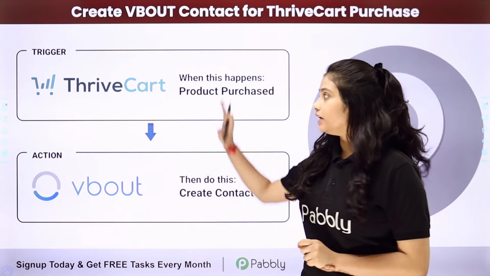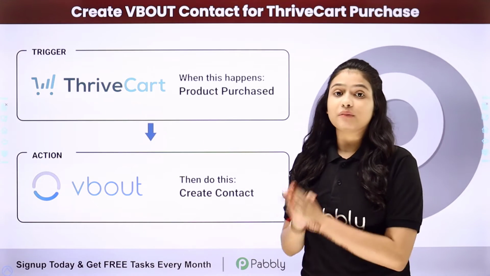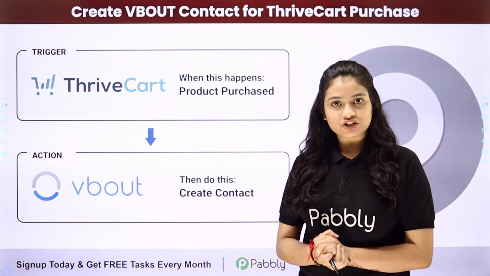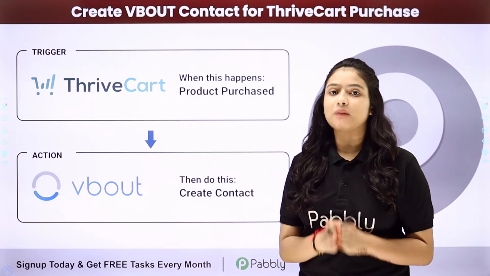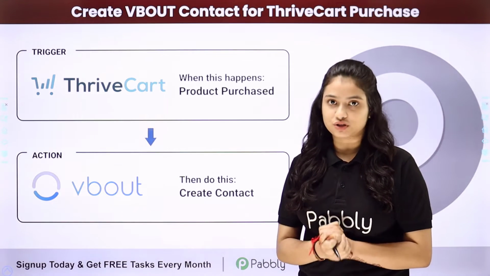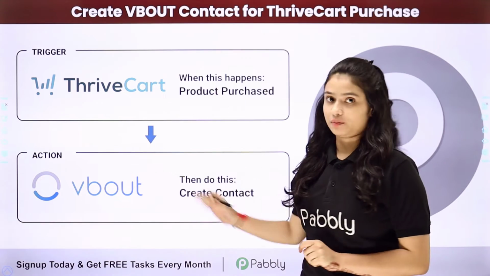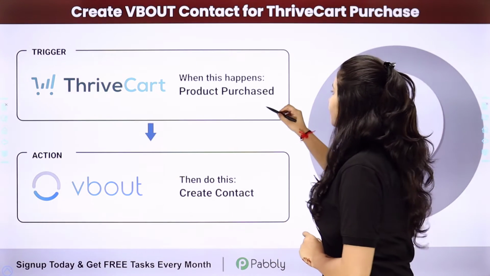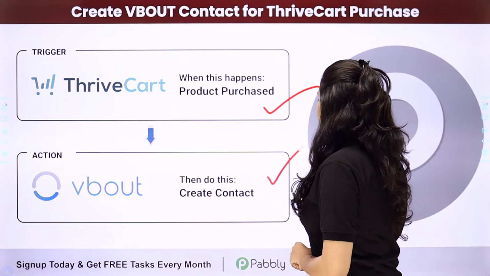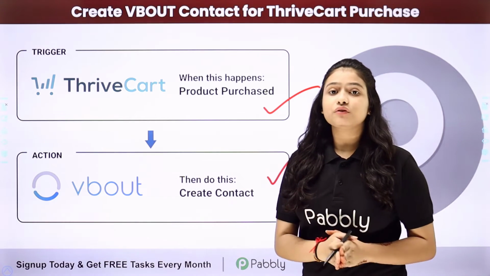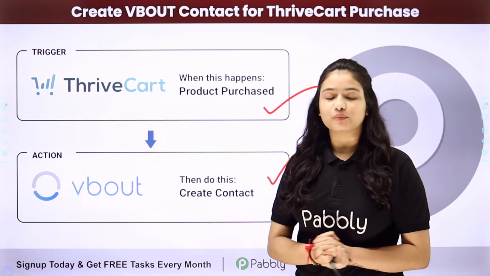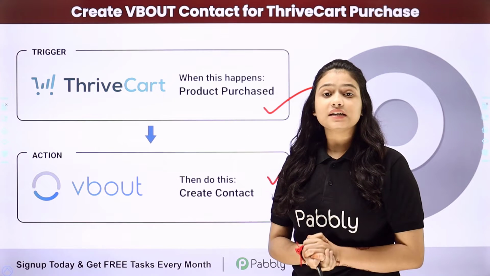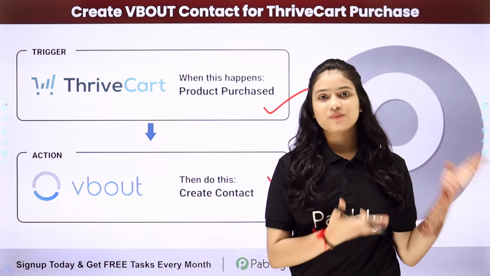For that we will have to integrate both these applications, and because they do not have any kind of native integration between them, we are going to use Pabbly Connect, which is an amazing automation software, in order to connect both of them. So we have ThriveCart in our trigger and VBOUT in our action. We will be connecting both of them by using Pabbly Connect in order to automate this entire process. And to learn the entire process step by step, let me take you all to my screen.